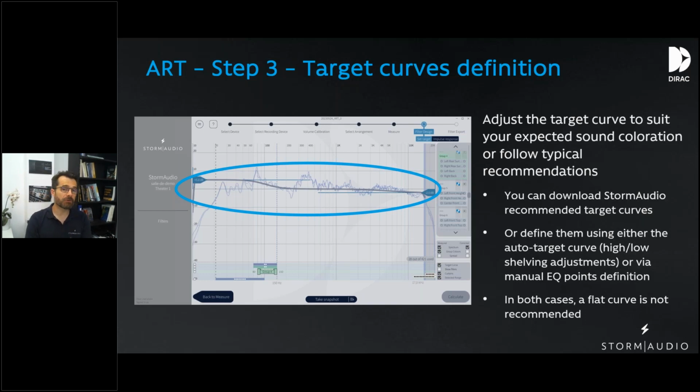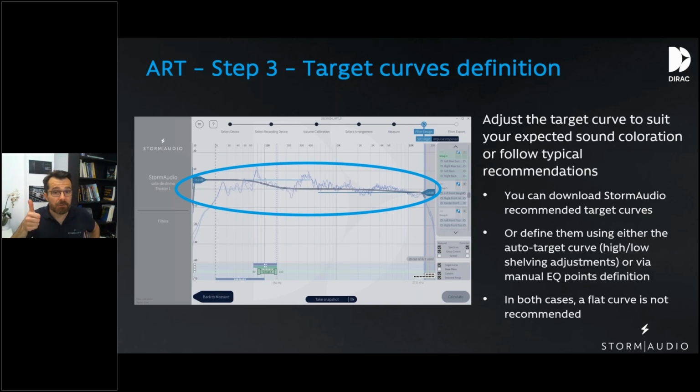Either you trust StormAudio with the experience that we've built amongst multiple rooms we've calibrated. We have defined a target curve that is based on some of the studies that Todd Welti and the Floyd Toole work were doing in the past, leading to a curve with a higher frequency. You have a low shelving filter in the low frequency that can go between 4 or 6 dB, depending on the room. And on the high frequency, you have a high shelving filter that will lower the high frequency. This is a traditional curve that works pretty well.